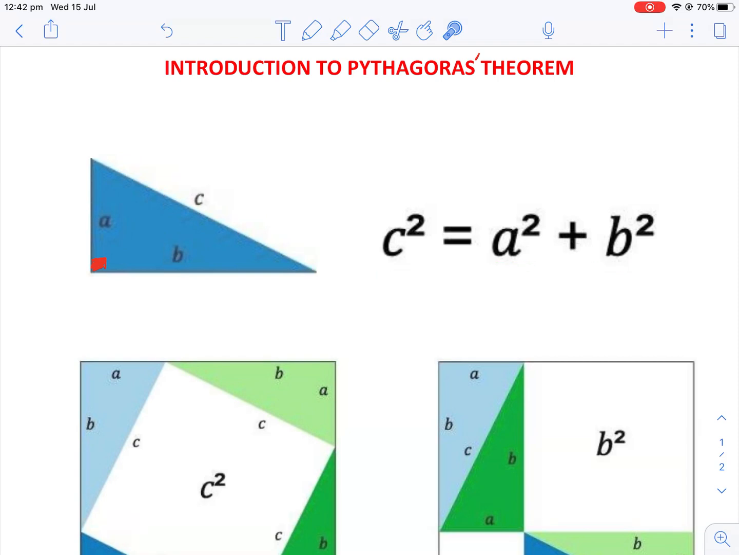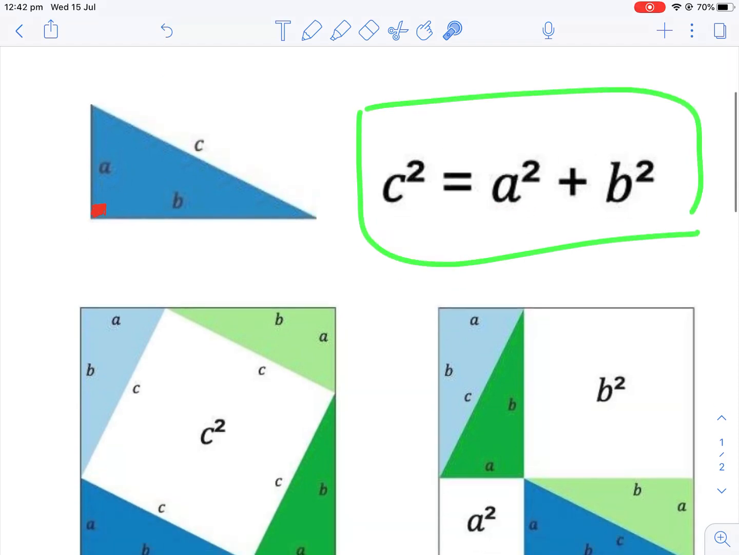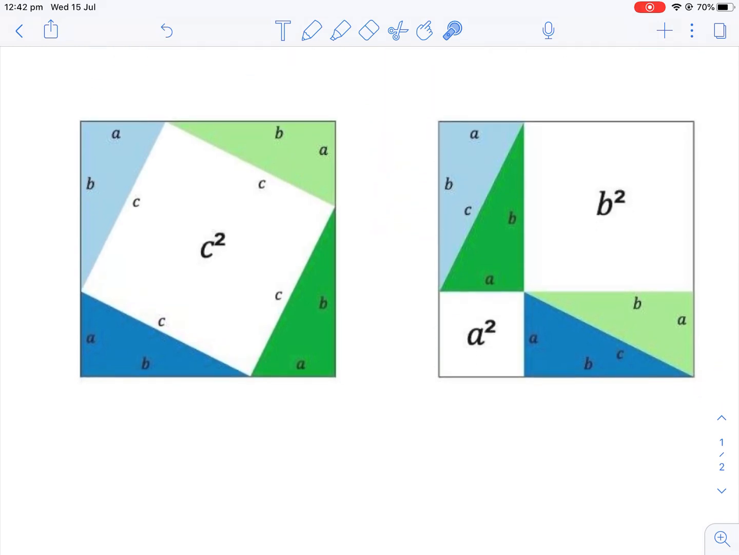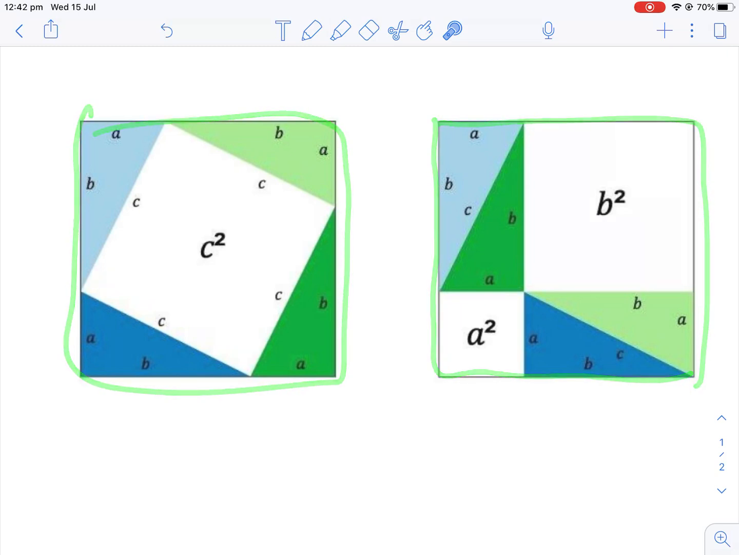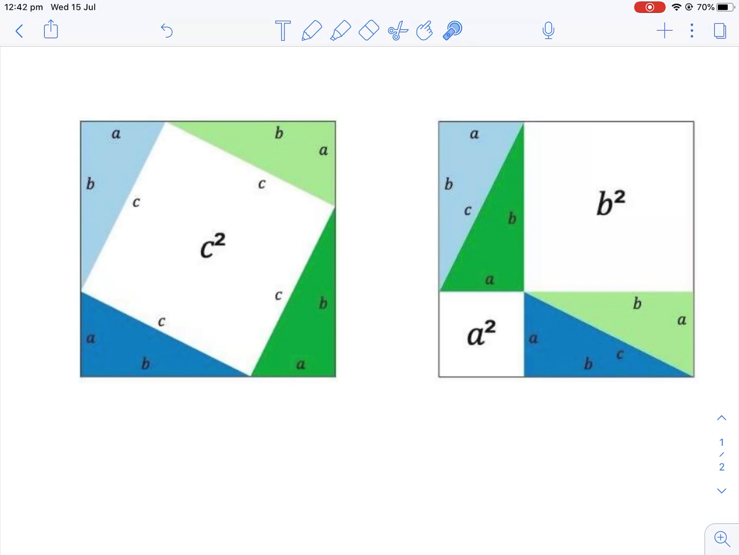And how to prove this theorem? Let's have a look at these two squares. They have exactly the same side. For the first square, I'm going to divide each side of the square into two parts, A and B. Same here, A, B, and same with this one, B, A, B. Then I connect all of these parts together to make four same triangles.